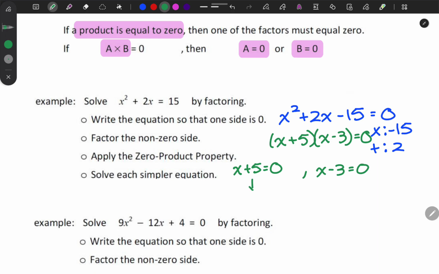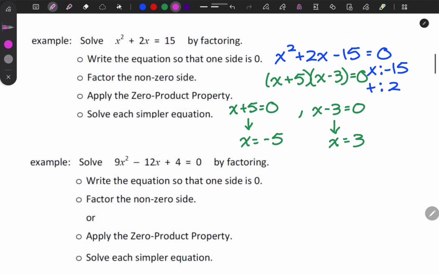Our first case, if we solve for x, is x equals negative 5. In our second case, if we solve for x, x is equal to 3. If we're not sure and we want to check this, take each x value and put it back in the original equation. I'll show you how to set up the test for one on the side here.